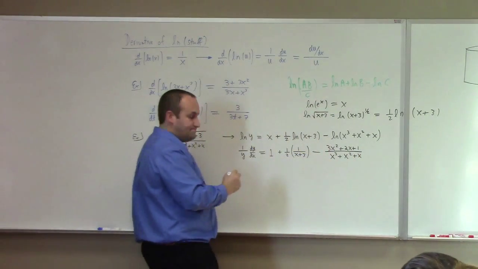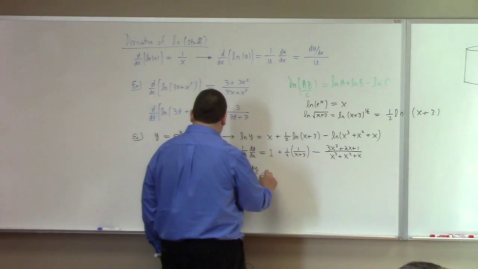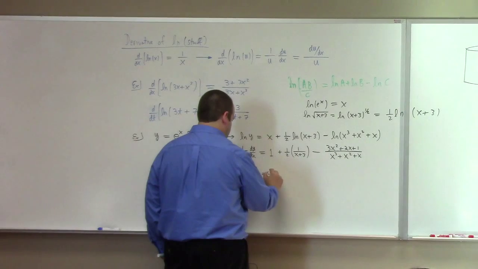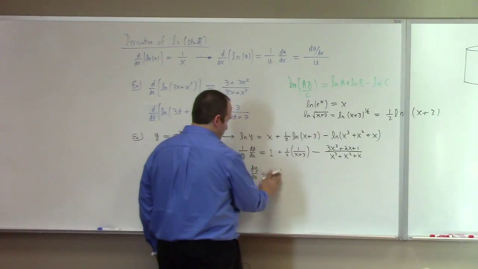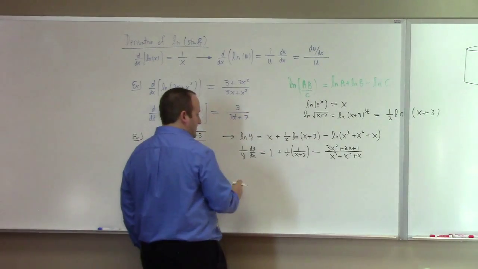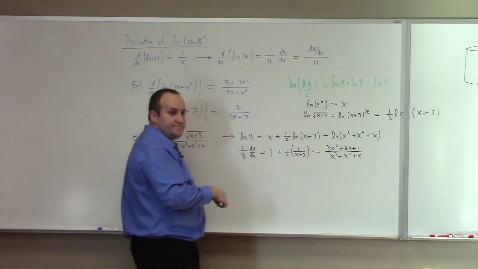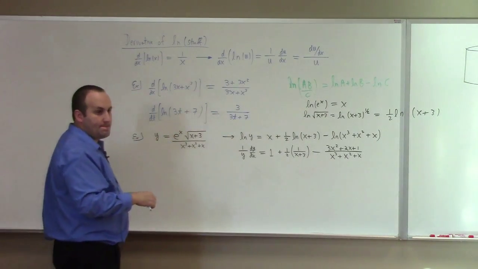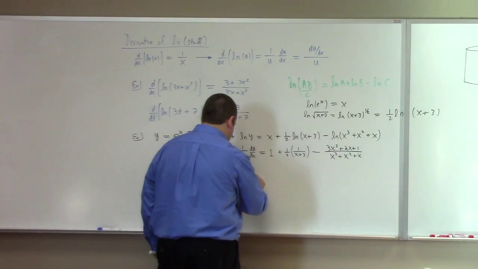And then the answer is that dy dx is equal to y times all that stuff. So if you forgive me, I'd rather not write it again. I mean, just solve for dy dx now. No, okay. I guess I better do it.